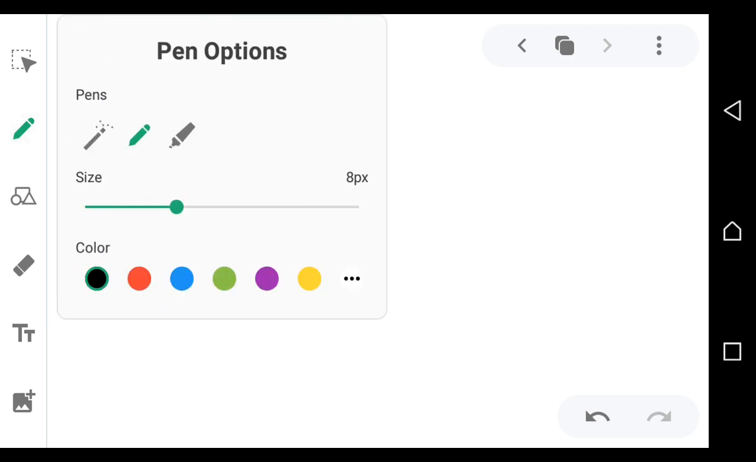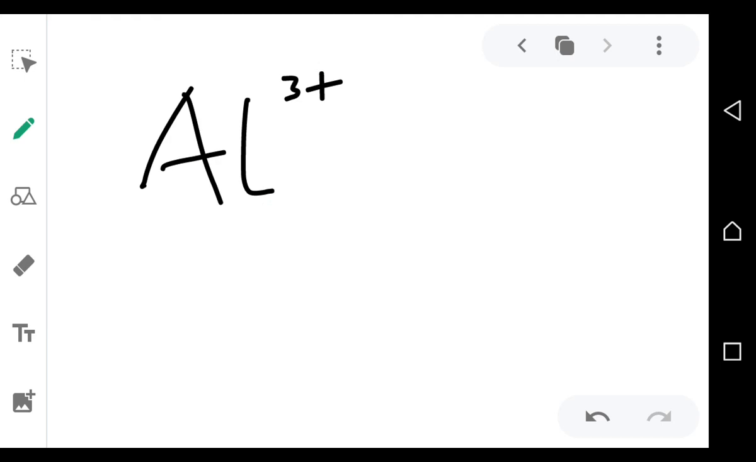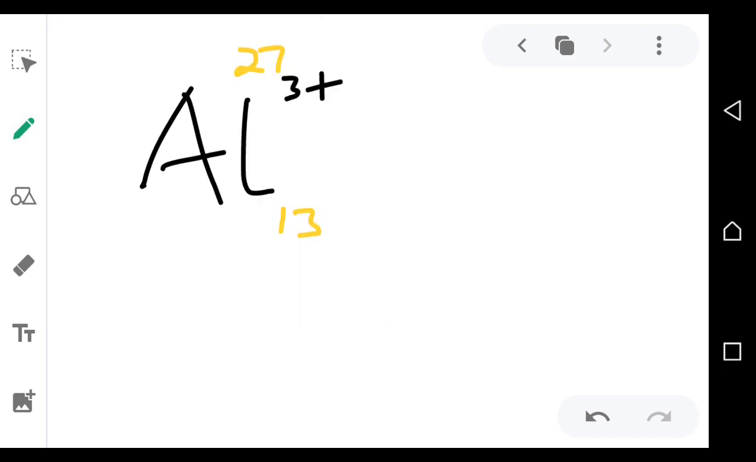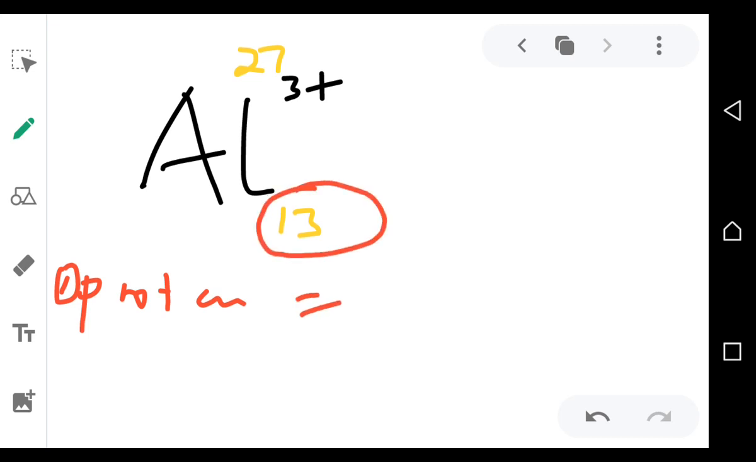So for example, if I write the ion for aluminium, of course this is 3+. By this time you already know, I've already explained how you do this in the previous lectures. So the ion for aluminium, down here it has 13, on top is 27. But how do you know the number of protons? This number down is the number of protons. So there are 13 protons in this ion.